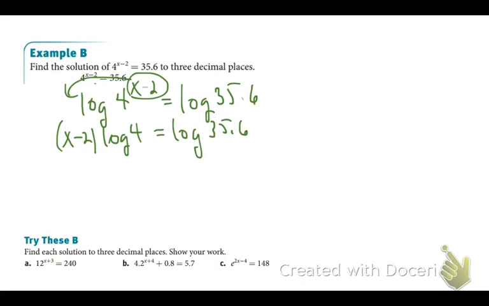Okay. What are you going to do first this time? Remember your goal is to get the x isolated. What's one thing we could do right now? Yes, you can think of it this way. They're kind of stuck together. You're taking the x minus 2 times the log of 4. So the first thing we could do is divide by that log of 4. So let's do that.